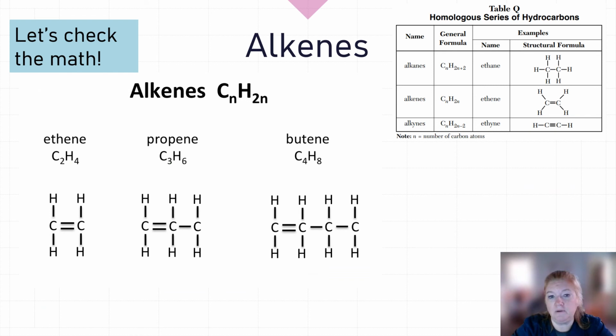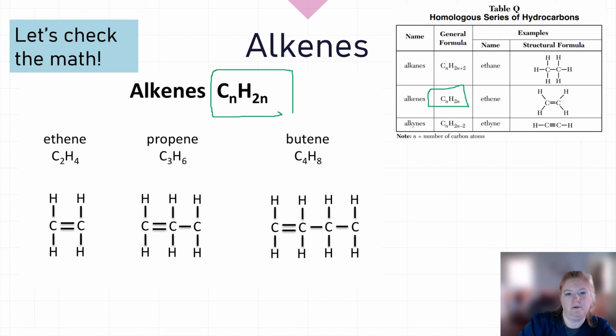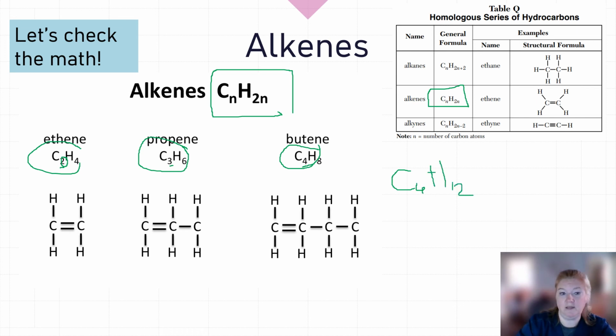All right, now let's look at alkenes and check the math. This one is CnH2n, right? See it right here? So what I do is take the number of carbons I have, that's n, and I double it. If I take 2 and double it, what do I get? 4. If I take 3 and double it, what do I get? 6. If I take 4 and double it, what do I get? 8. So if it was C6, how many H's would it have if it's an alkene? 12, right?